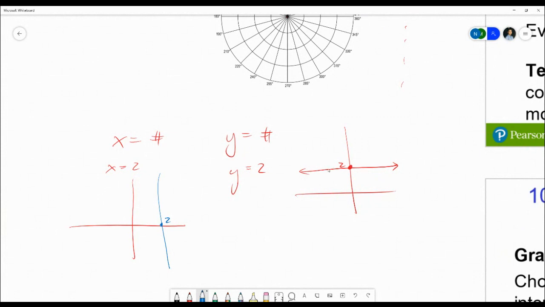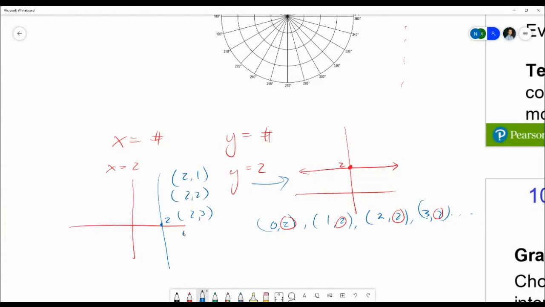Now, what is the x value for this graph? It can be 0. It can be 1, 2, 2, 2, 3, 2, and so forth, right? But what they have in common is that all the y values are 2. Now over here, similarly, all the x values are 2. So 2, 1, 2, 2, 2, 3, 2, 4, whatever, right? So the x value is the one that's fixed here, okay?